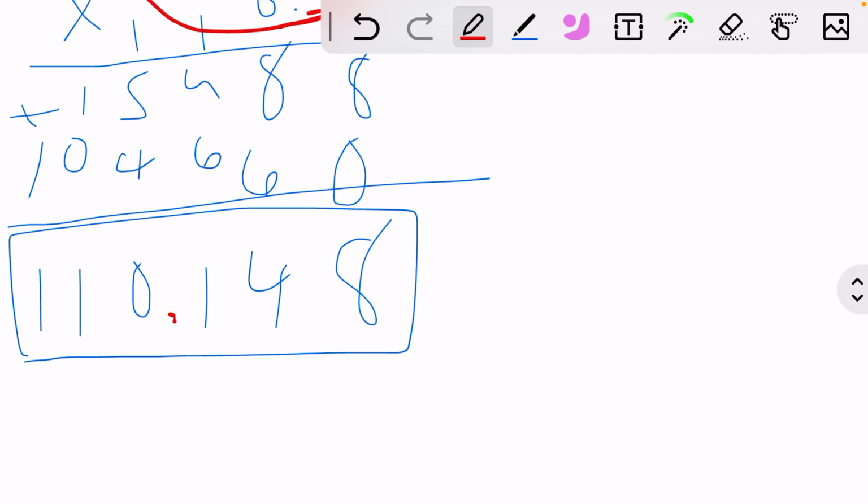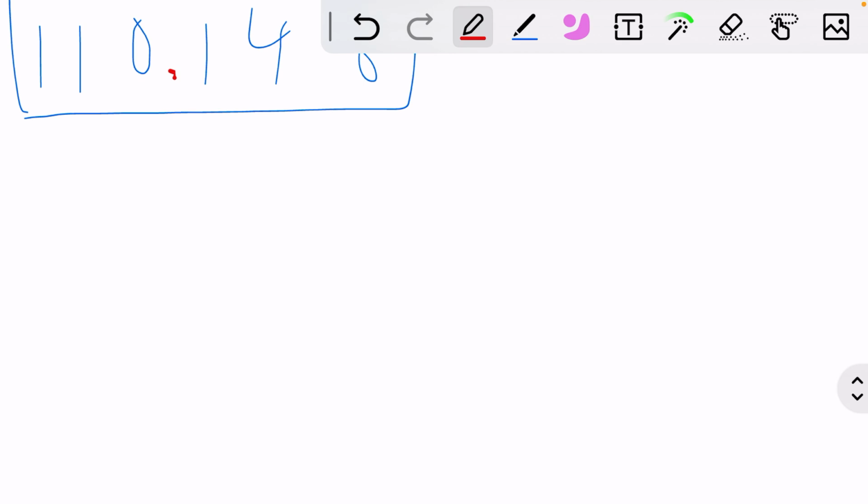Let's do one more quick example. Quicker than the last one we did. Let's do 7.4 times 1.12.